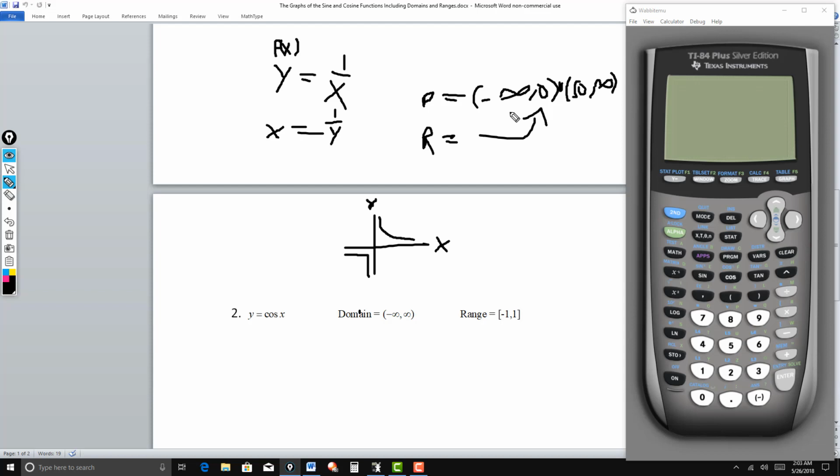Okay, so this is dealing with domain and ranges, but again, these are things you should know, especially if you're going to be sketching the graph of these trig functions without the use of the calculator. Okay, so hope this helps you out.